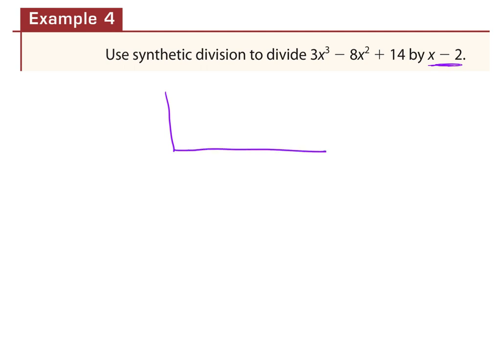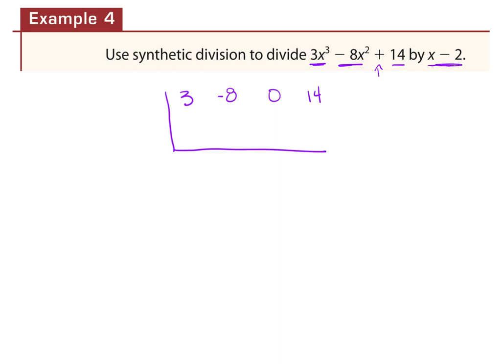So you set it like this. It looks almost like an upside down division line is what we're going to do here. And then we're going to take our coefficients. Once again, you need a coefficient for every placeholder. So I started with an x cubed. My coefficient there is 3. X squared, my coefficient there is -8. I do not have an x, so I'm going to put a 0. And then my constant there is 14. That's how you set up the inside, okay?